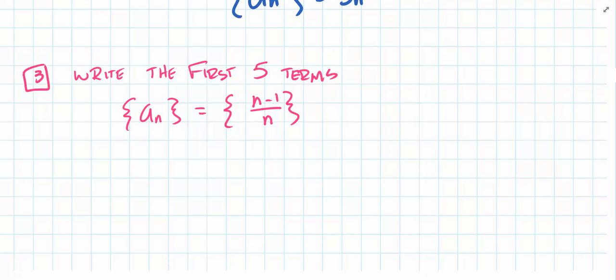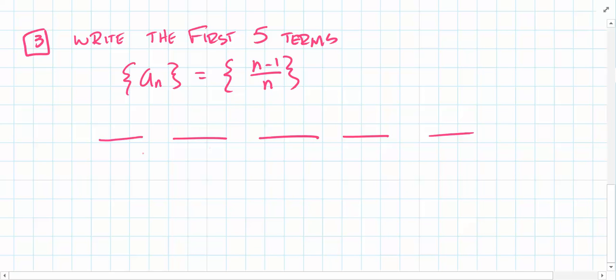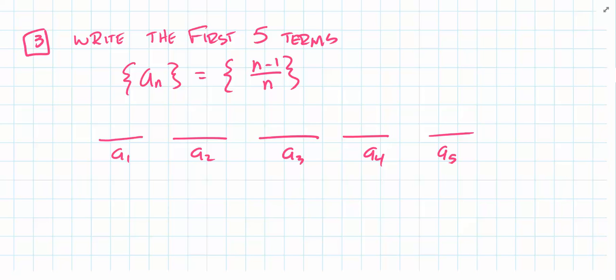All right, so we're going to write the first 5 terms of this sequence here. A sub n equals n minus 1 over n. So I always like to lay out my sequence in terms of what I've been given. Here's a sub 1, here's a sub 2, a sub 3, a sub 4, a sub 5. Okay? So now how do I get the first term? What do I do? Remember, it's a function, so I need an input to get an output. Yes?